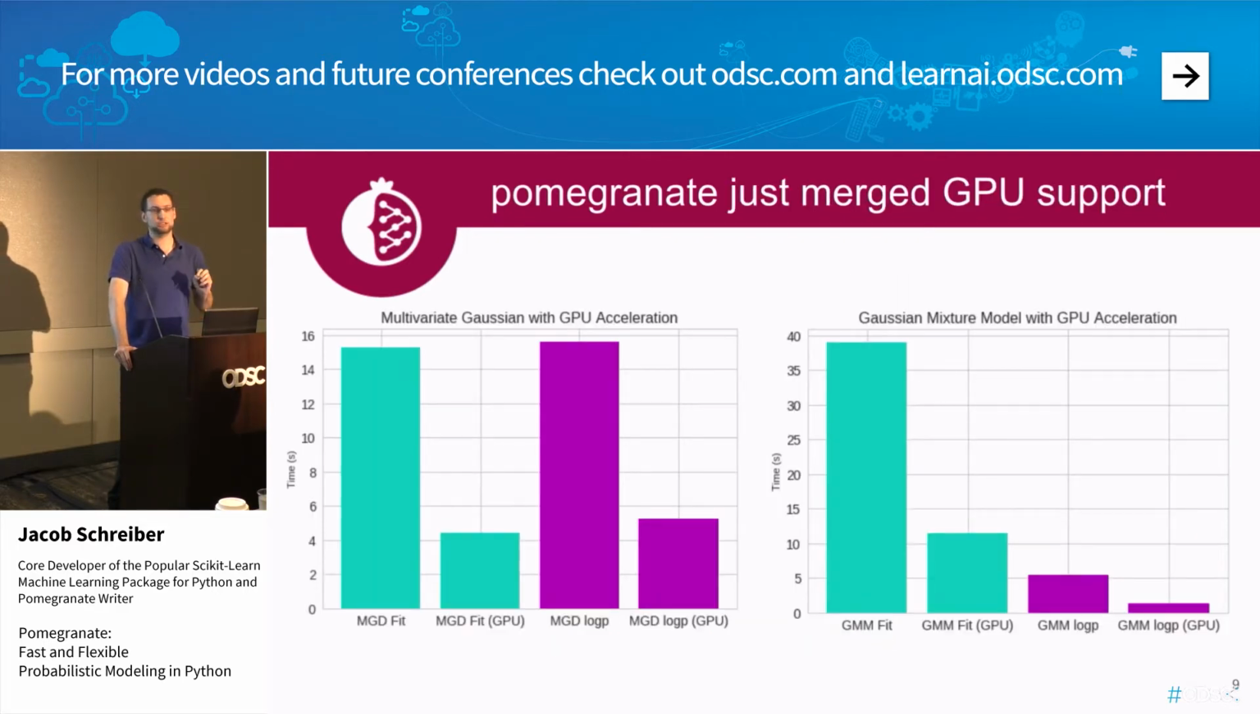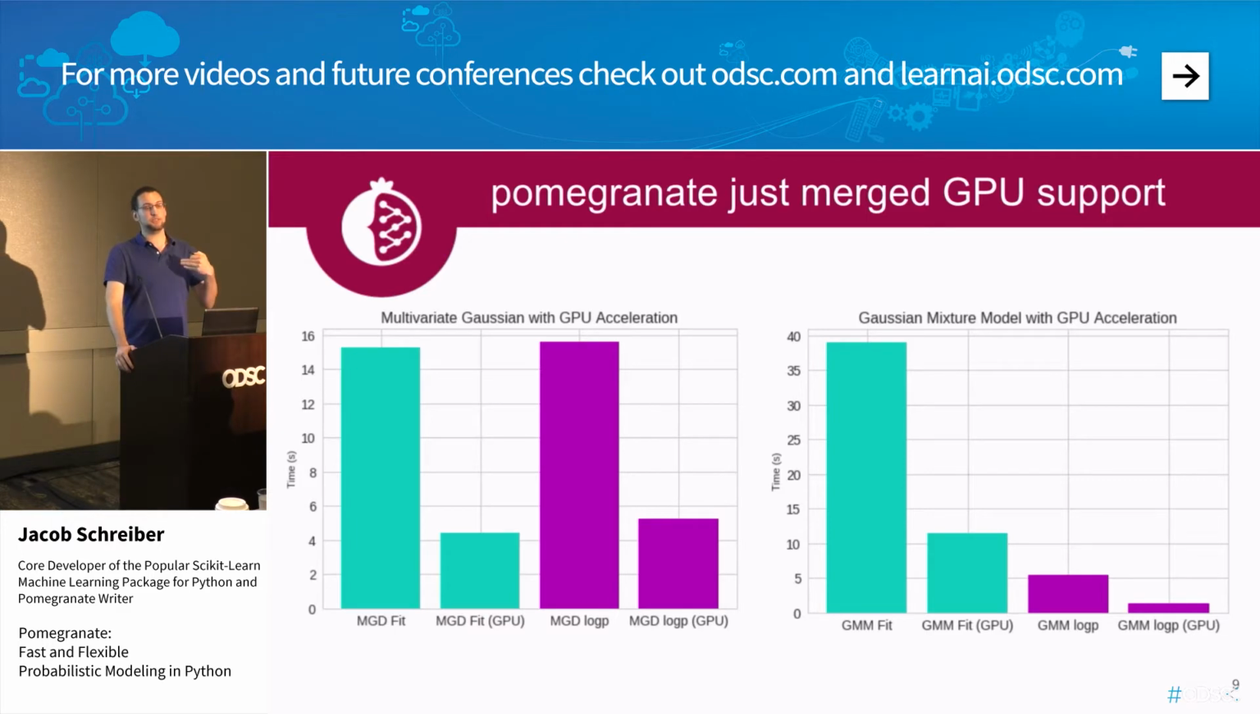Recently, I also just merged GPU support for multivariate Gaussian distributions, and it seems as though this is providing around a 3 to 4 times improvement using the Tesla K40 GPUs. On the left-hand side, what we have is speeding up a multivariate Gaussian distribution. We have the fit function here, which is around 4 times faster. We have the log probability function here, around 4 times faster.